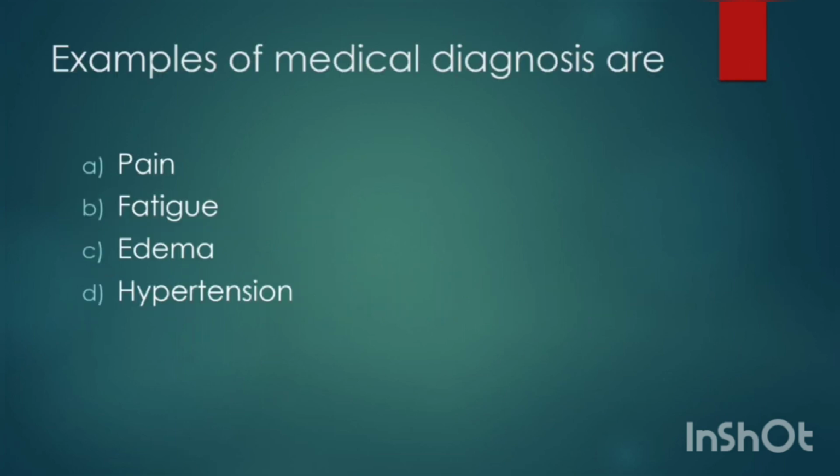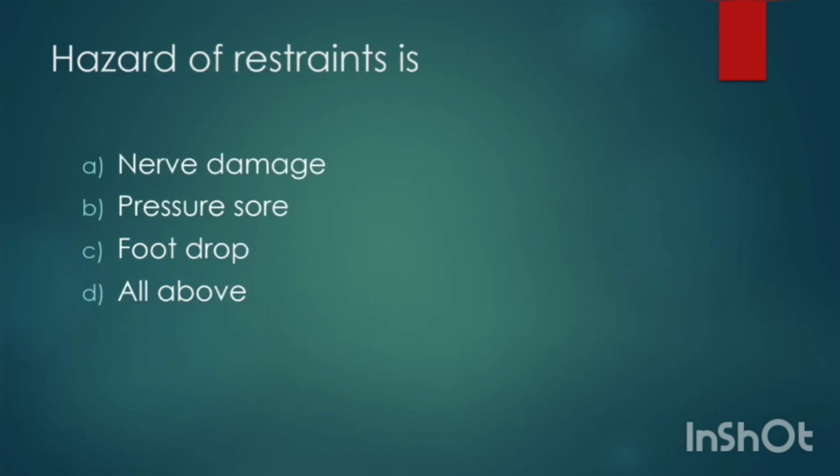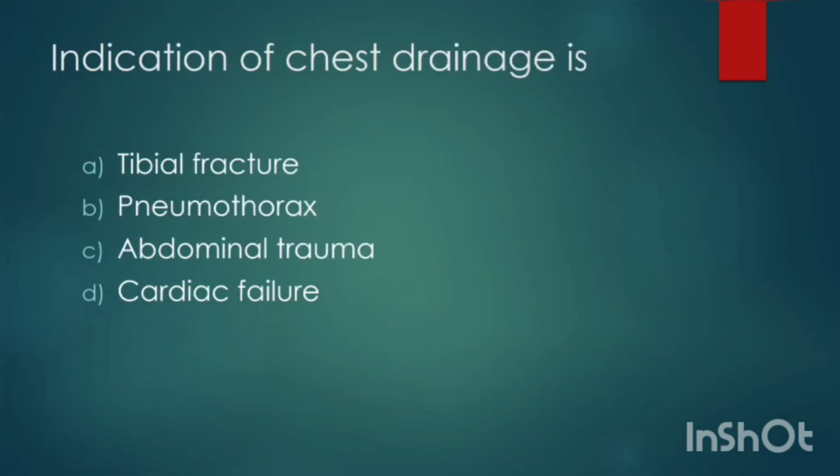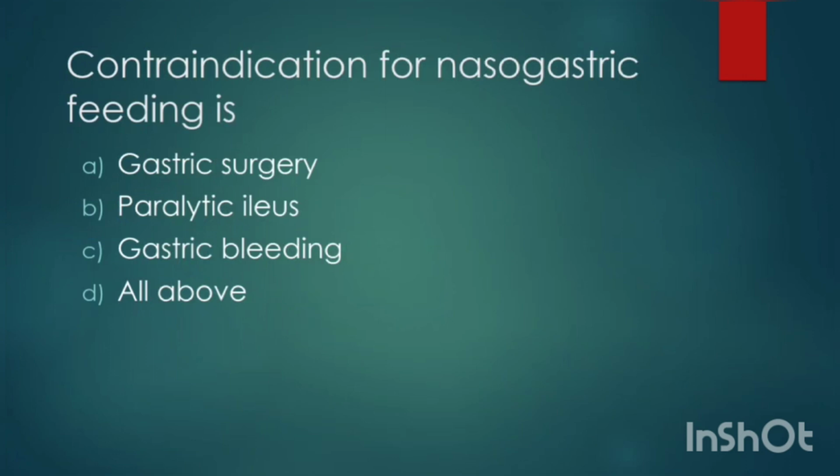Examples of medical diagnosis are hypertension. Hazards of restraint is nerve damage, pressure sore, foot drop and all above. So the answer is all above. Callus is formed by friction. Indication of chest drainage is pneumothorax. Pneumo means air and thorax means thoracic cavity. So the right answer is pneumothorax.